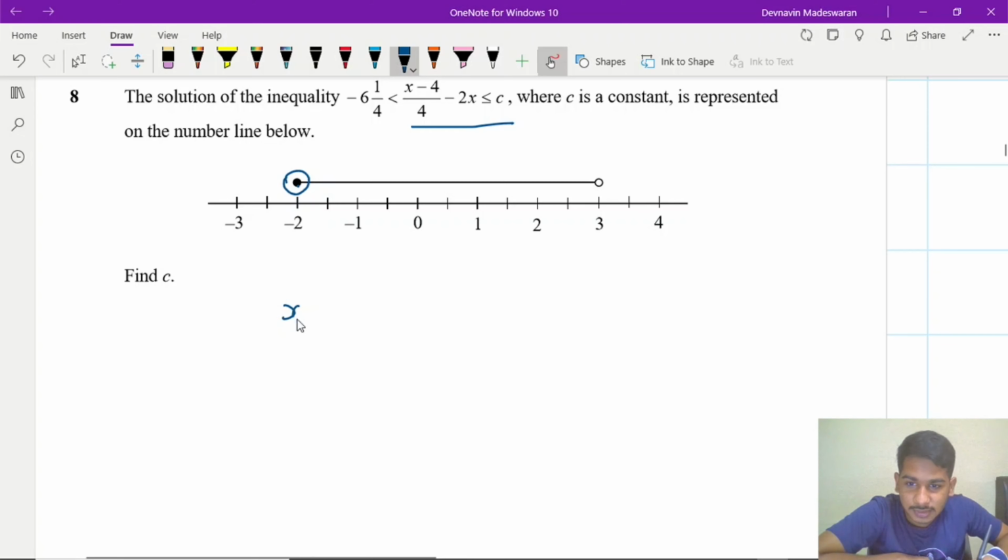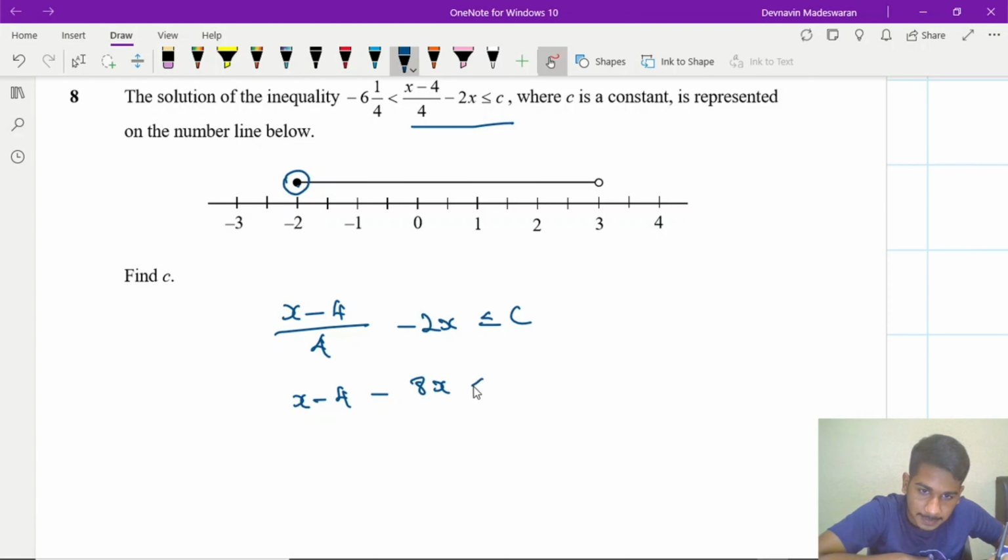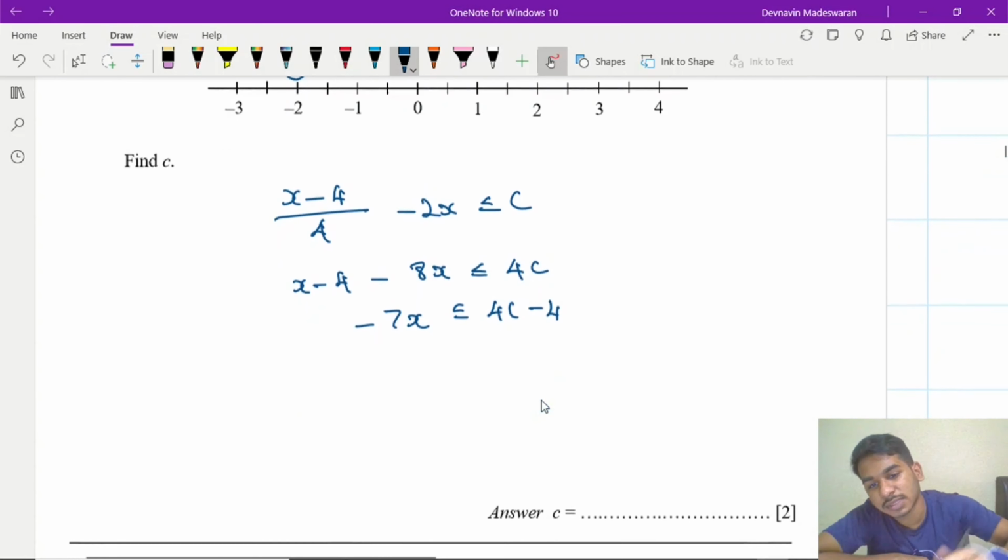First of all, we remove all the fractions, flatten the stack. So times 4 to both sides. So x minus 4 minus 8x is smaller than or equal to 4c. Then we are supposed to get all the x to one side, which is almost there. We just move all the non-x's to the other side, or I can move all the x's to that side because the x's will be positive there. But anyway, it doesn't matter. Negative 7x here is going to be 4c minus 4. Now I'm going to times negative 1 to both sides.